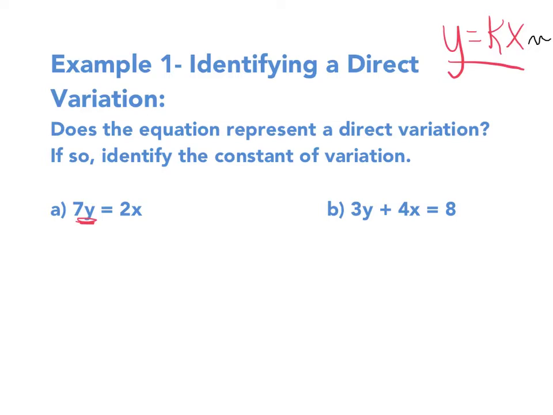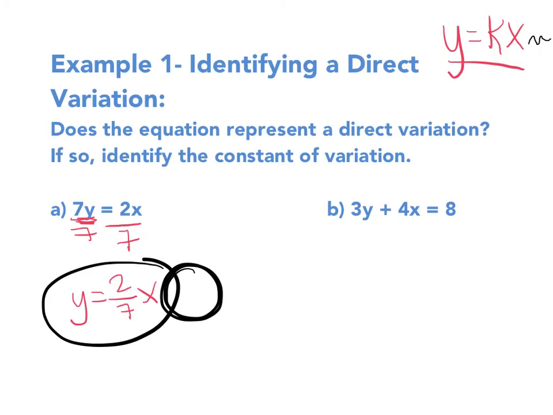So let's solve for y. To solve for y, I'm going to divide by 7 on both sides, and I get y equals 2 over 7 x. So yes, that is a direct variation because there's nothing else over here. It's just y equals 2 over 7 x.